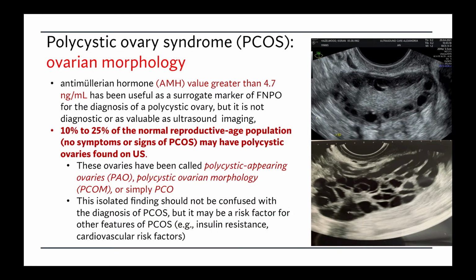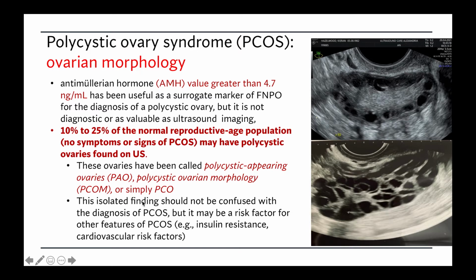Anti-Mullerian hormone greater than 4.7 nanograms per ml has been a useful surrogate marker of FNPO for the diagnosis of polycystic ovary syndrome. However, it is not diagnostic or as valuable as ultrasound imaging. About 10 to 25% of the normal reproductive age population, meaning there's no symptoms or signs of PCOS, may have polycystic ovaries found on ultrasound. And these ovaries have been called polycystic appearing ovaries, or polycystic ovarian morphology, or simply polycystic ovaries.